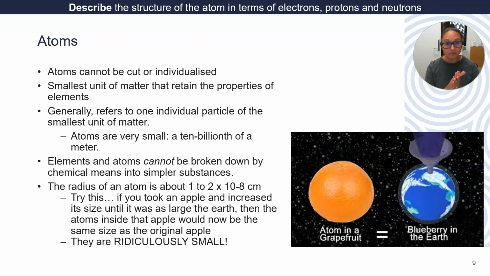So, atoms, we cannot divide them and we cannot destroy them, yeah? Sounds pretty good, doesn't it? What you need to understand is that atoms are very, very tiny, okay? Very, very tiny, and we can't divide them and we can't destroy them.